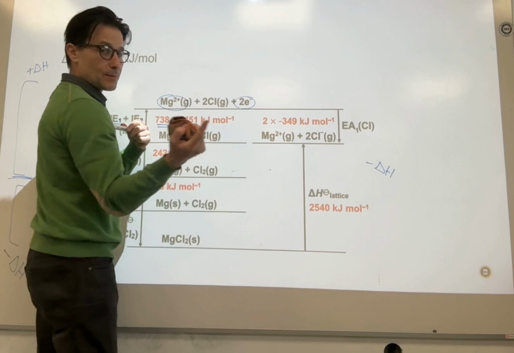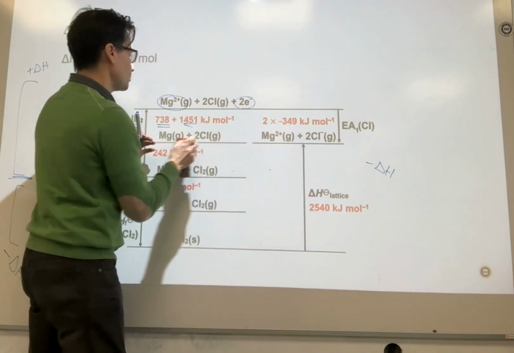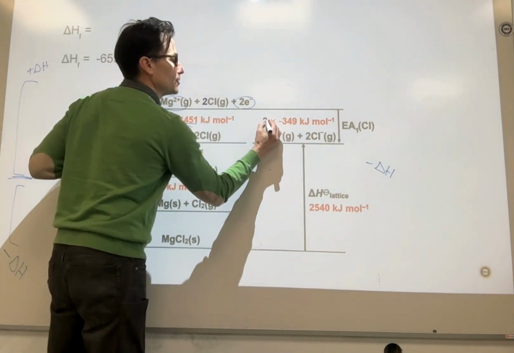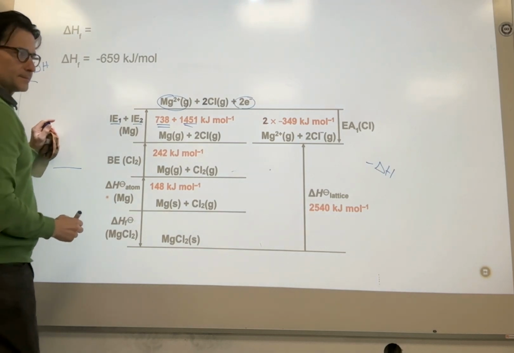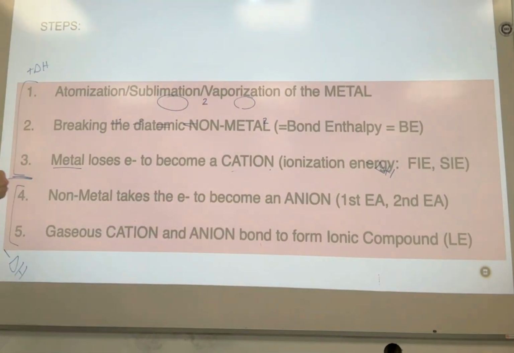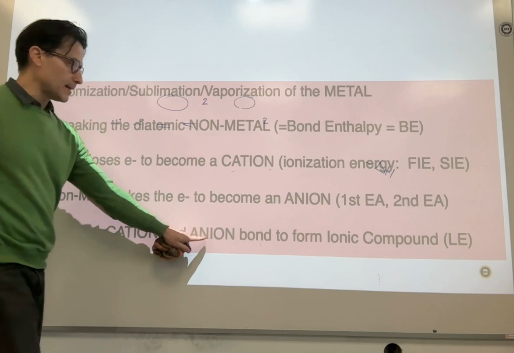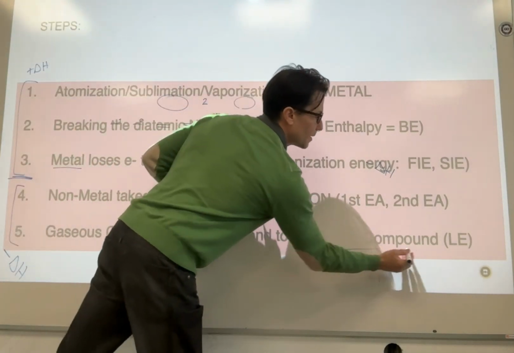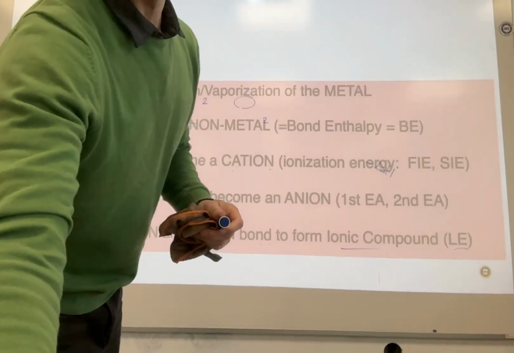Each of these chlorines is the same one we talked about in class. Each chlorine picks up an electron, so this is why it's 2 times. Notice that there's a 2 here. So you're going to have to multiply by 2. Always go based on the coefficient. Okay? And then the last step. Now that you've made the cation, and now that you've made the anion, then they're going to come together. And they're going to make the ionic compound. And that's called lattice enthalpy. And that is this step right here.